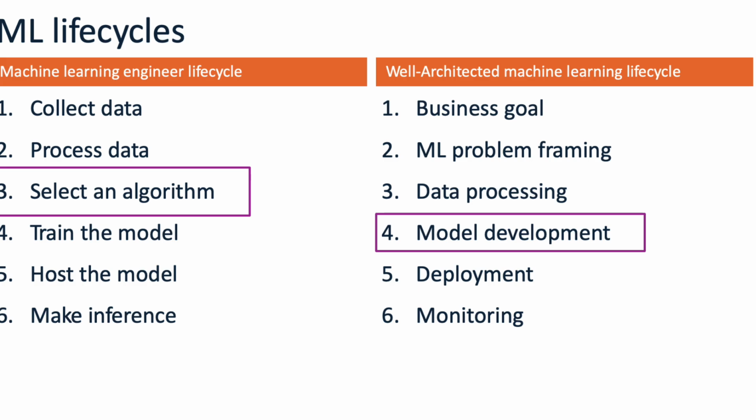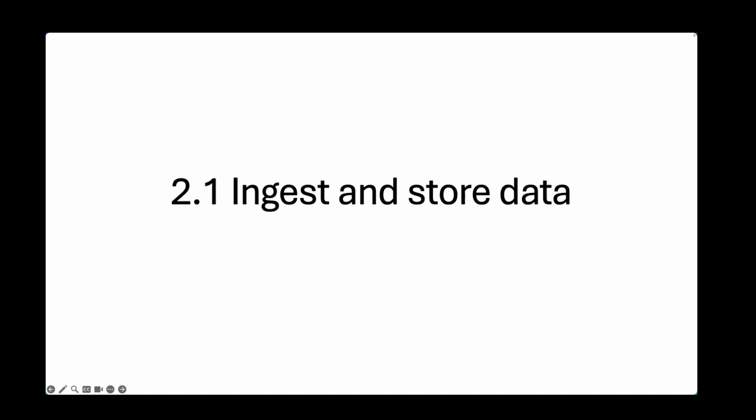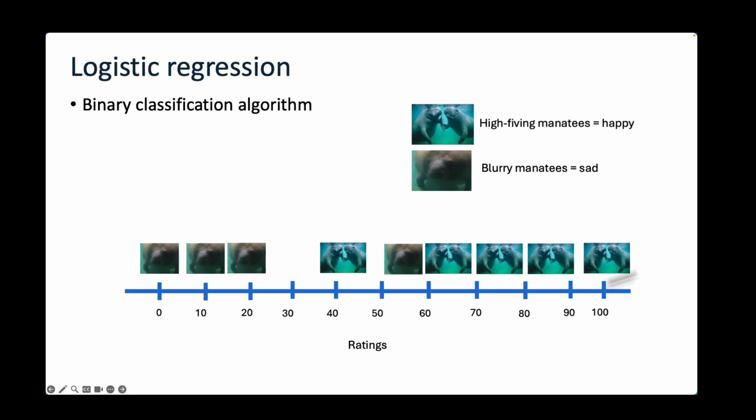And the fourth step, which is to train the model. And for the well-architected machine learning lifecycle, this domain covers step 4, which is model development. Let's get started with logistic regression because the principles are used inside of machine learning.